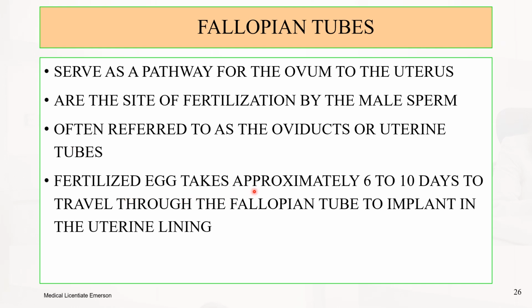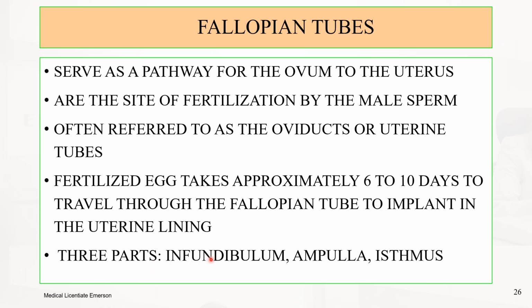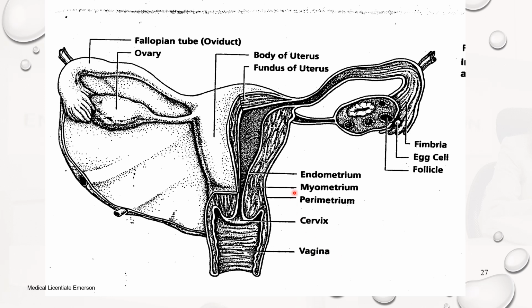Okay, then the fertilized egg takes approximately 6 to 10 days to travel through the fallopian tube to implant in the uterine lining. Then there are three parts of the fallopian tube. You have the infundibulum, the ampulla, and the isthmus. Okay, then there is also what we call a fimbria. So the fimbria is the one which is nearest to the ovaries. And I remember the mnemonic we had for the fallopian tube was FIFA is in action. So fimbria, isthmus, ampulla, infundibulum. Those are some of the parts of the fallopian tube.